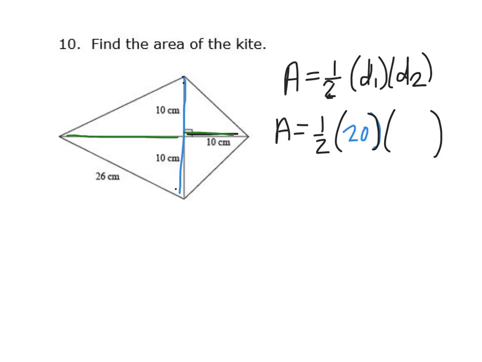And to do that, we're going to have to use the Pythagorean theorem. Since I know the hypotenuse is 26, and the base leg here is 10, we do the square root of 26 squared minus 10 squared. You will have to use the Pythagorean theorem on at least one of your problems on your test.